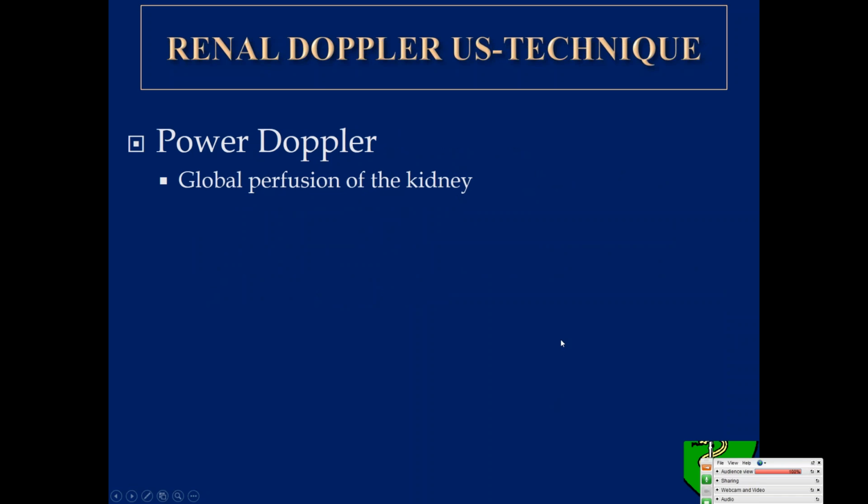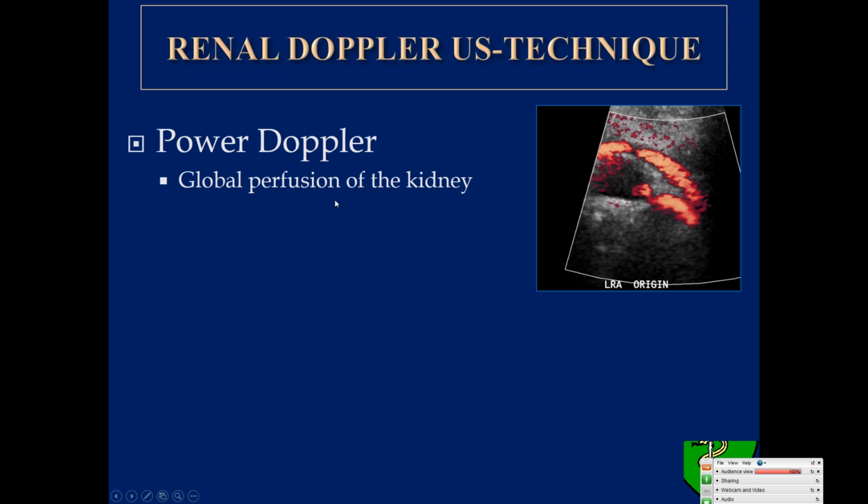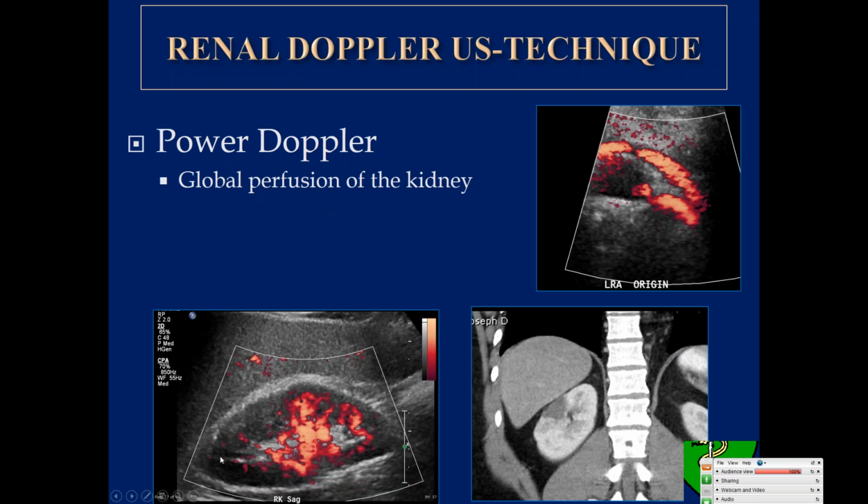Power Doppler is usually utilized for evaluation of global perfusion of the kidney. We wanted to see that the entire renal cortex is perfused, and if there are any abnormalities visualized and no flow is seen within part of the cortex, you may suggest that possibly this is either due to an infarct or could be due to an abscess. And here correlative images on CT also confirm that there is a decreased perfusion in this kidney in particular that corresponds to the infarcted area.